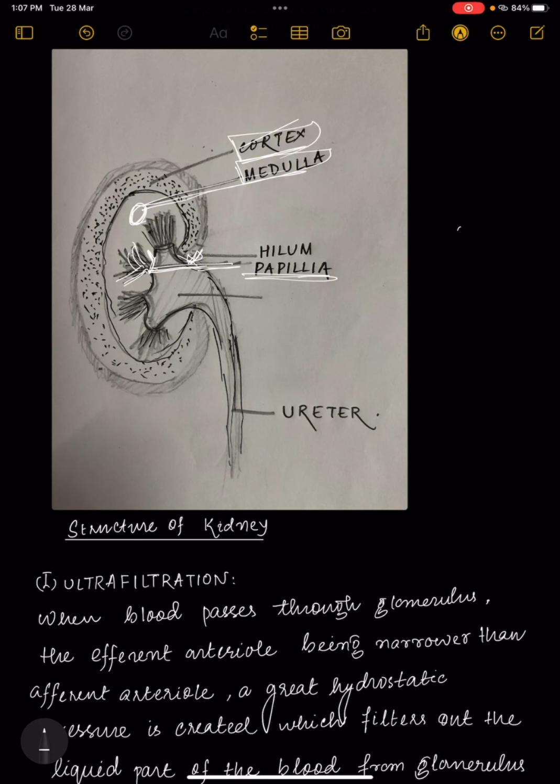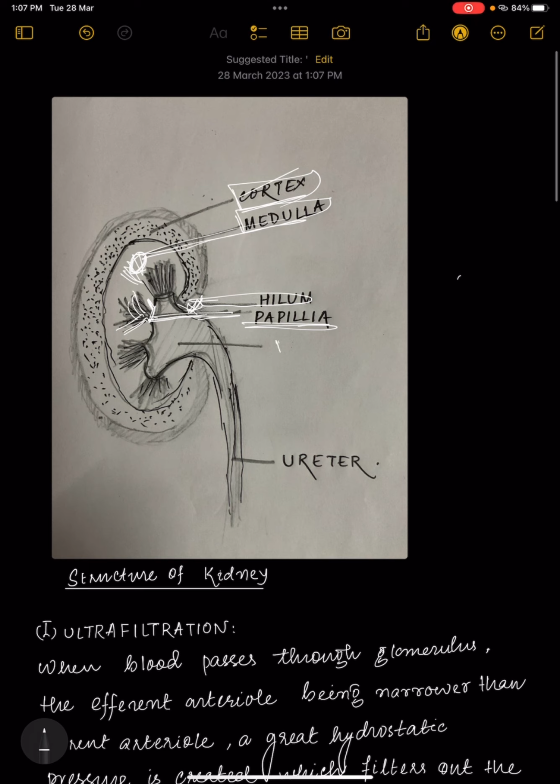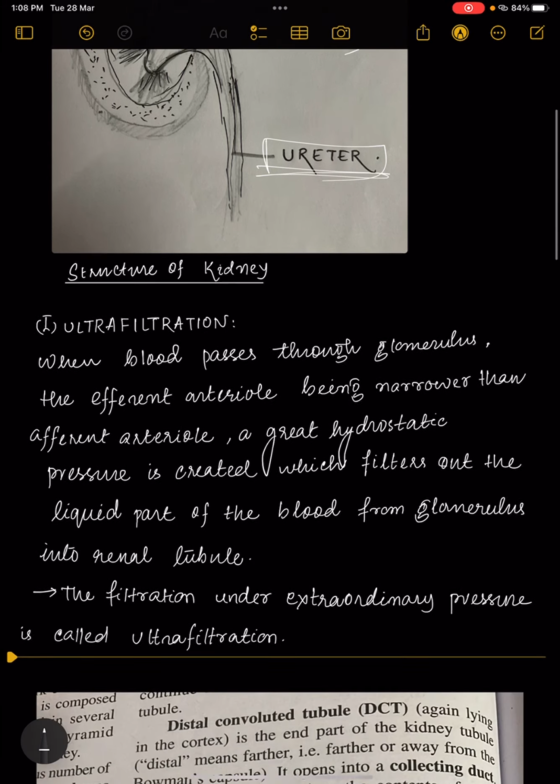So while labeling, we have to make the dotted appearance of the cortex, and in the medulla we don't have to make anything, only spiral shaped structures are present. And here we have to mark the hilum and papilla where the pyramids are connected, and this is the pelvis, and under that is the ureter. The ureter is the pipe through which the urine, after coming from the collecting duct, passes to the pelvis, and from there into the ureter to the urinary bladder.